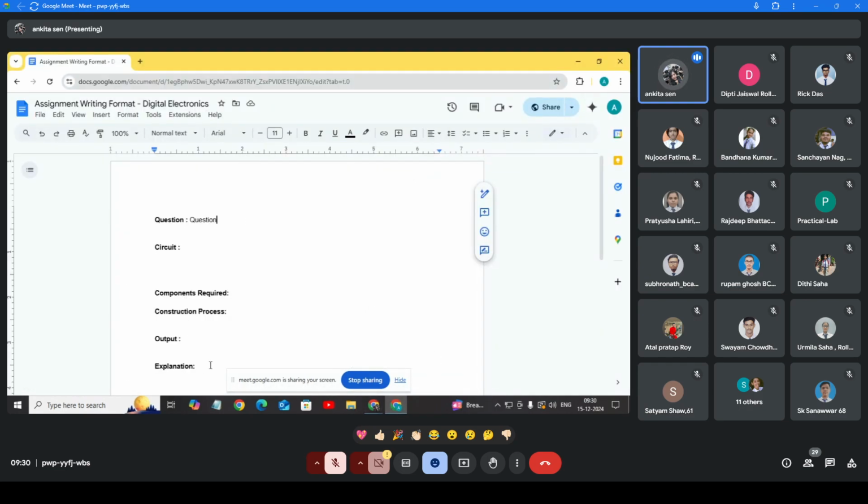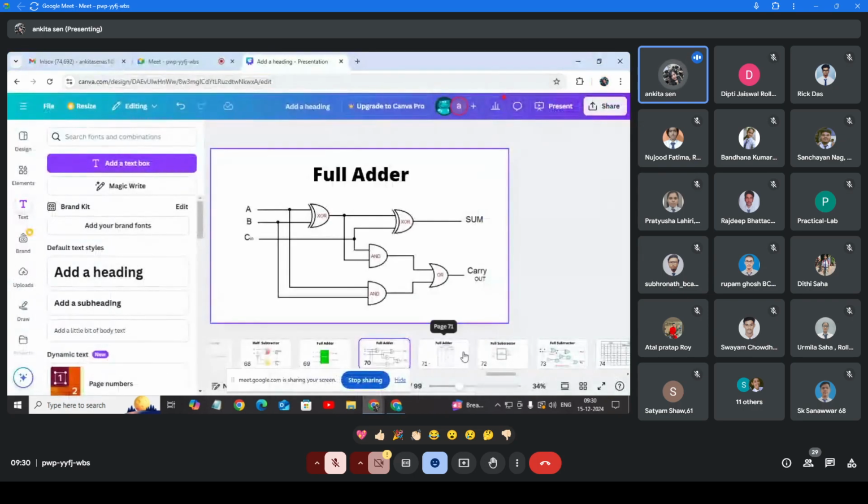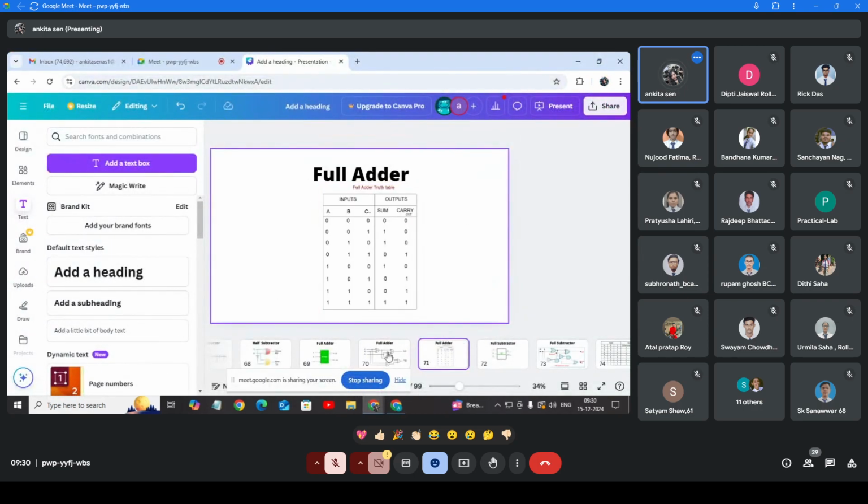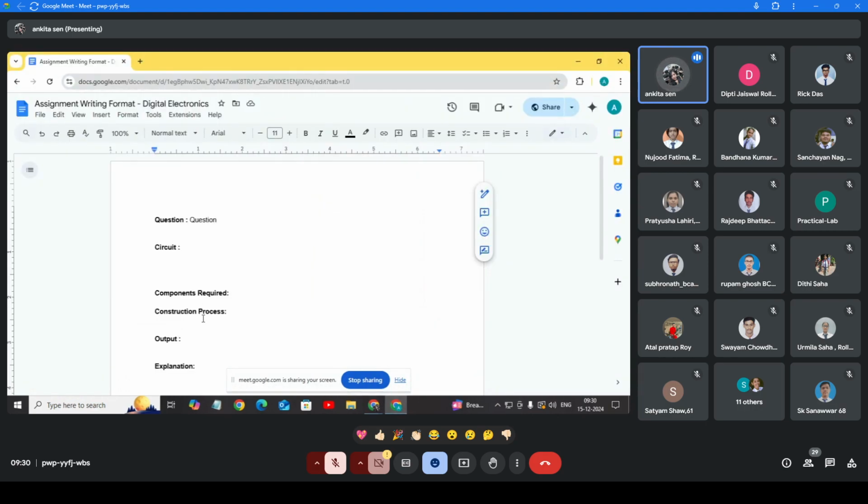Explanation part you can write down like this way. Theoretically, I should get these things, and practically I got these things. So my experiment is successful. Is that clear to everybody? Yes, ma'am. Everyone clear with this? Yes, ma'am. Okay.